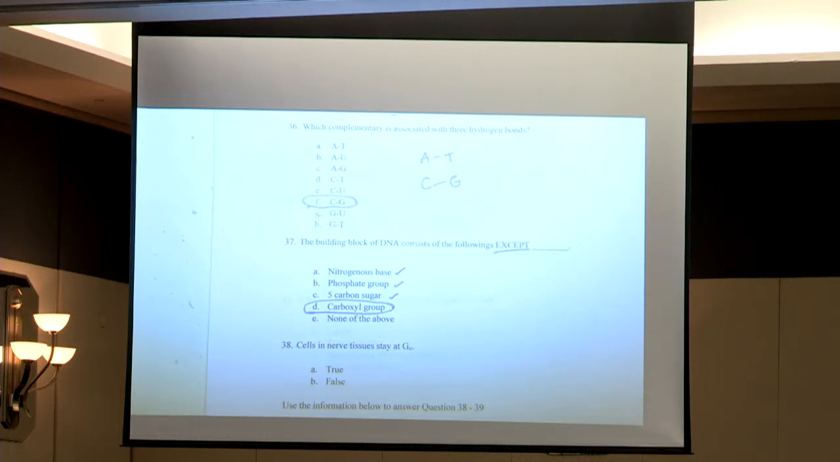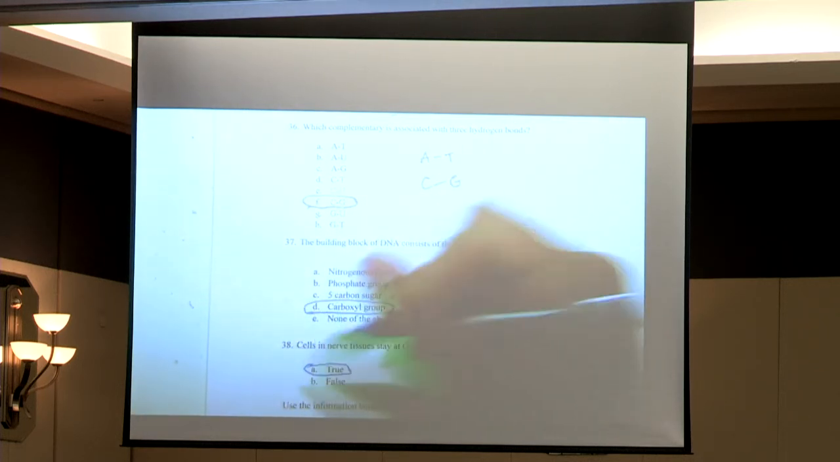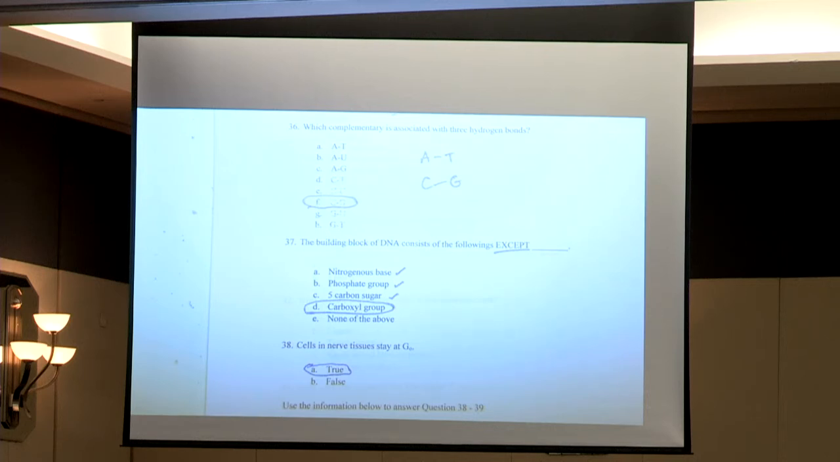Cells in nerve tissue stay at G0. Is that correct? Right, so it stays at G0. What does it mean by staying at G0? It stopped dividing, right? It just stayed right there. Most cells would go through the other phases, but for a nerve cell, you just go through G1 and then stay at G0.